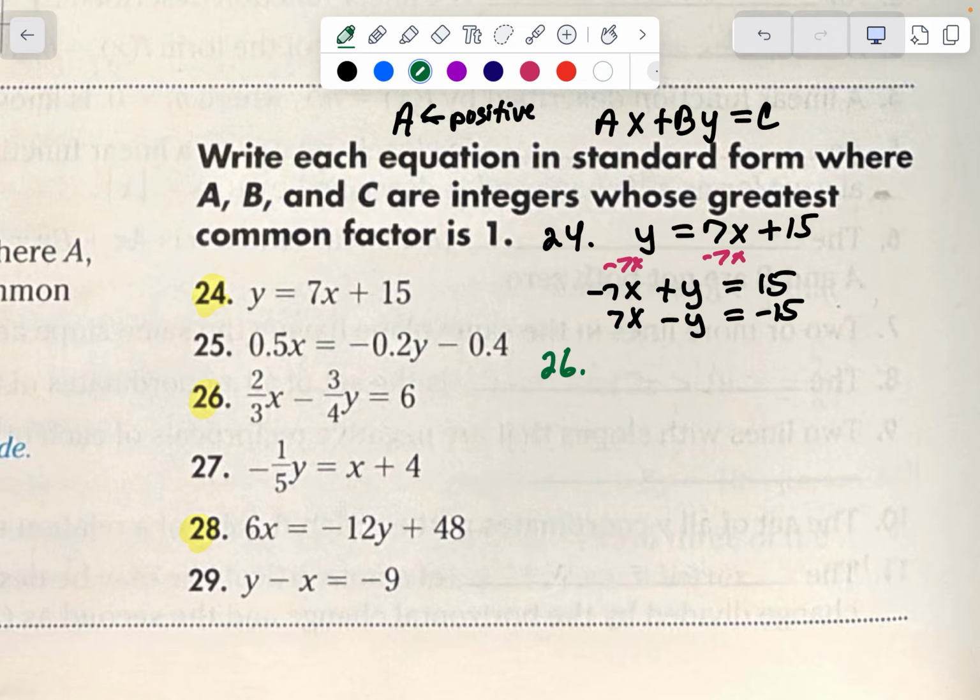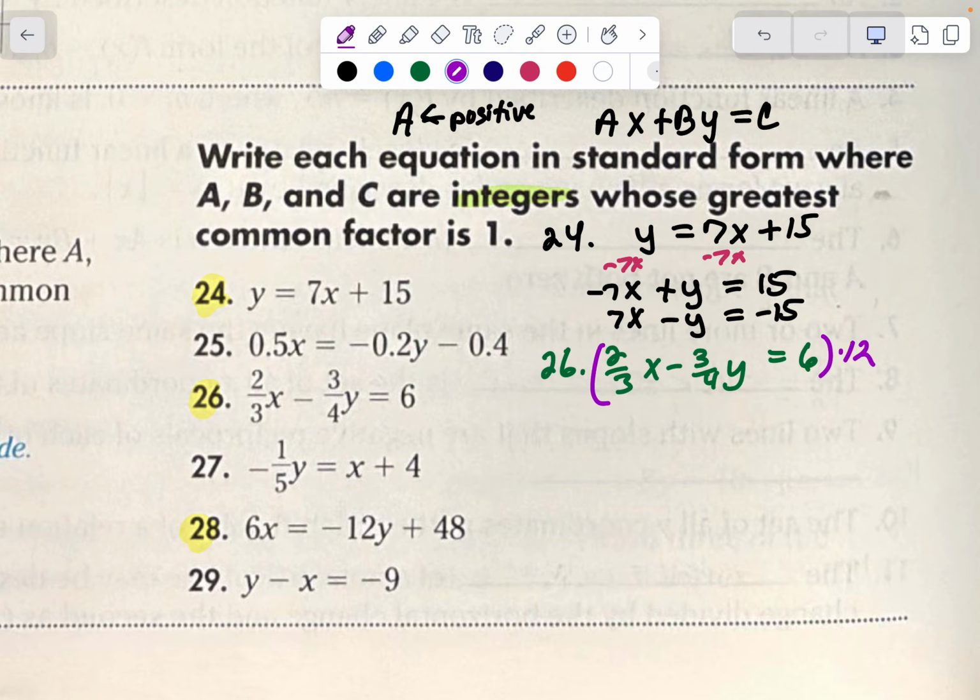Now, another thing they mention up in the instructions is that our coefficients have to be integers. So 26 is in the right order, but they're not integers. So all you got to do, it's kind of a neat little trick. All you have to do is multiply through by the common denominator. The common denominator for 3 and 4 is 12. So you just got to multiply through by 12. So it's actually a really quick fix for these.